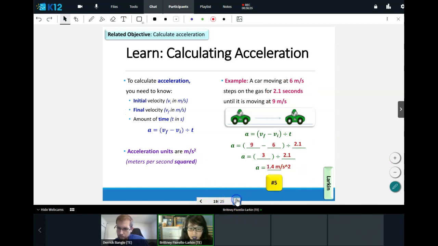This one is going to be our answer for number 5. Again, the number goes in the number box. The meters per second squared, with a little caret and a 2, goes in the unit box. This is number 5. Go ahead and raise your hand when you are good on number 5.